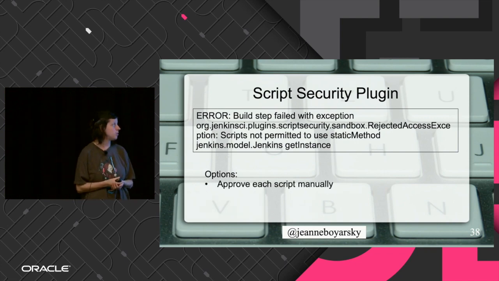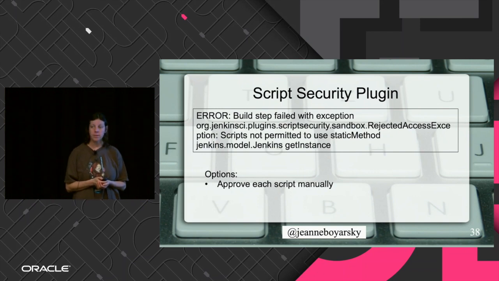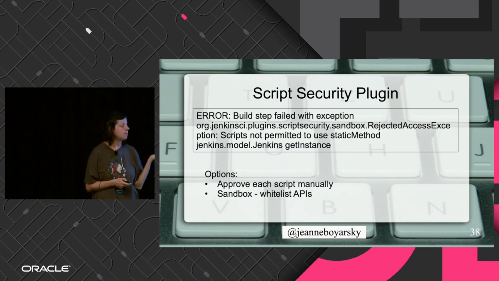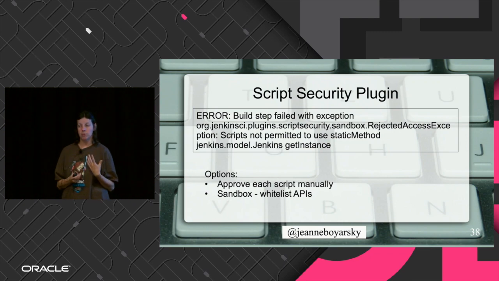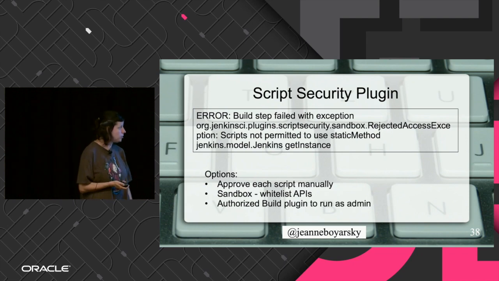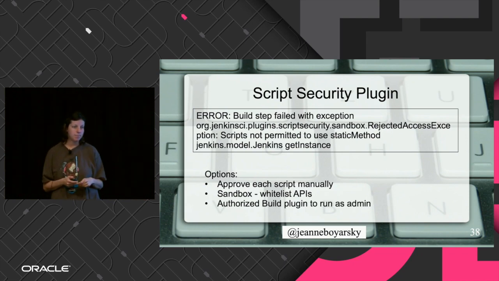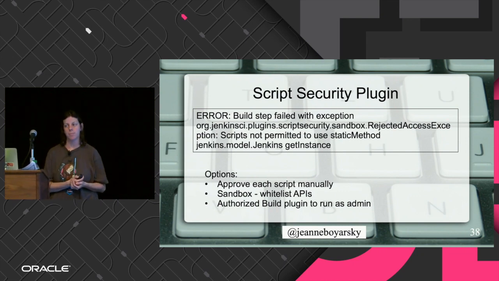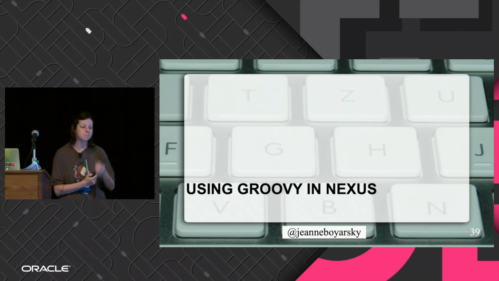But the options of the script security plugin are: you can approve each script manually. This is good if you have a small number of scripts and they're named. That's not my world. You can use the sandbox and whitelist APIs. This approach is the most common that I've seen, because eventually you will run out of APIs. It's a while. Or you can use the authorized build plugin to run as an admin. The problem is you're now impersonating another user in order to run, and if you were concerned about security, that's another security problem. But it is still better overall than the alternatives. So one of these 3 options does get around the problem of the script security plugin if you don't have hostile users.